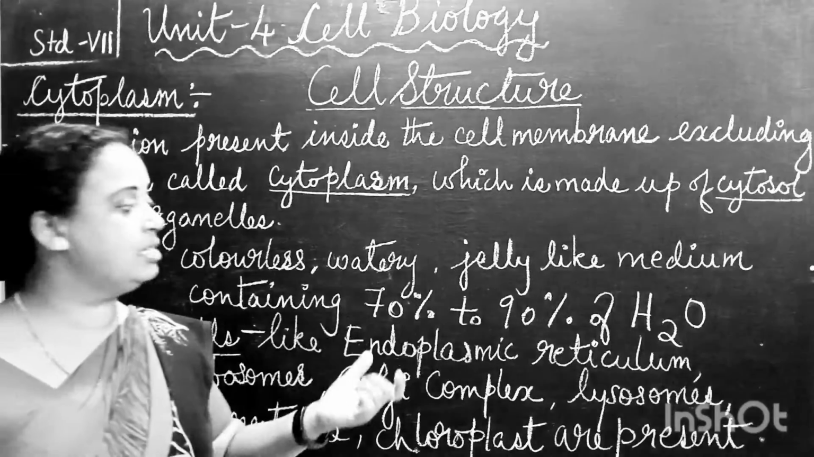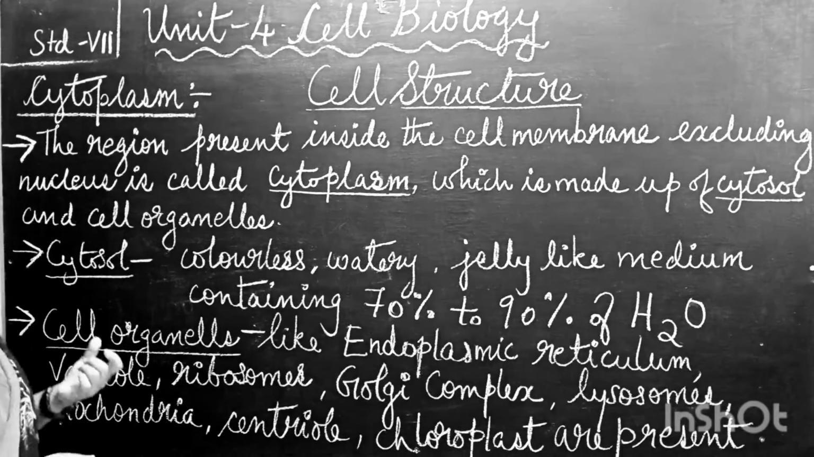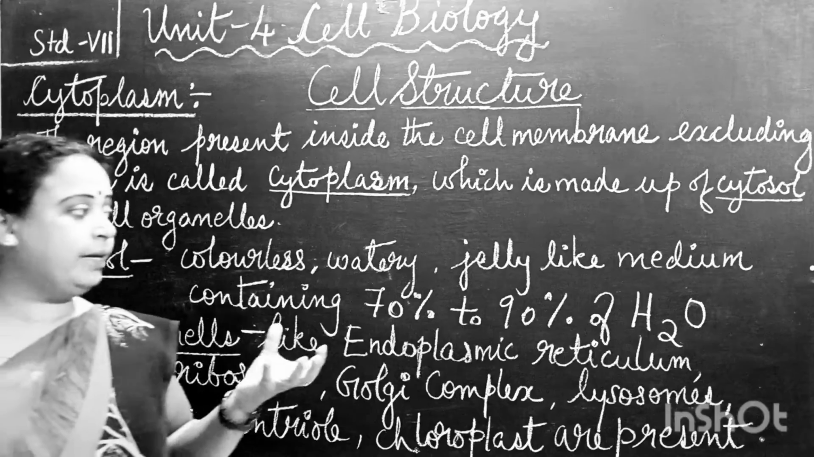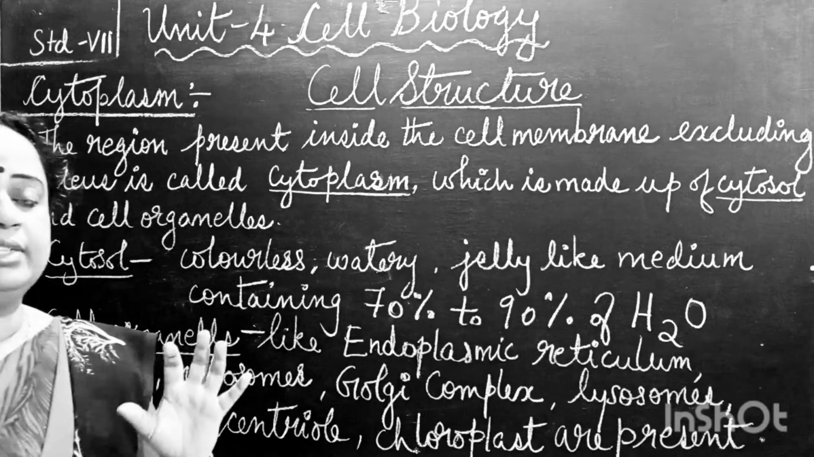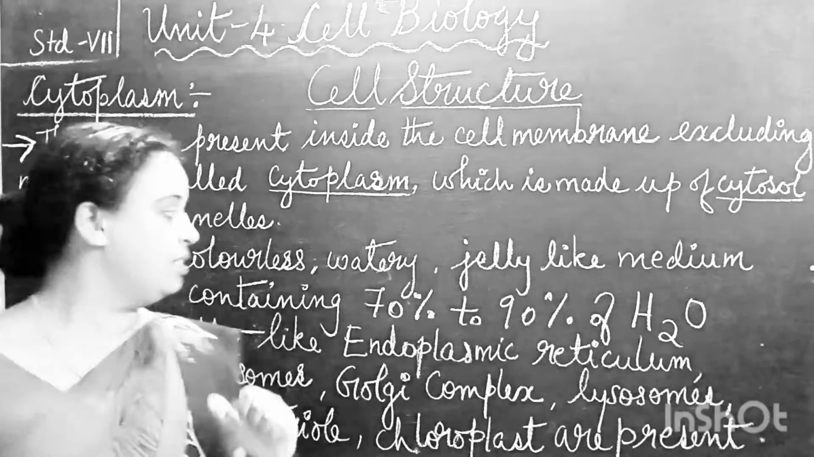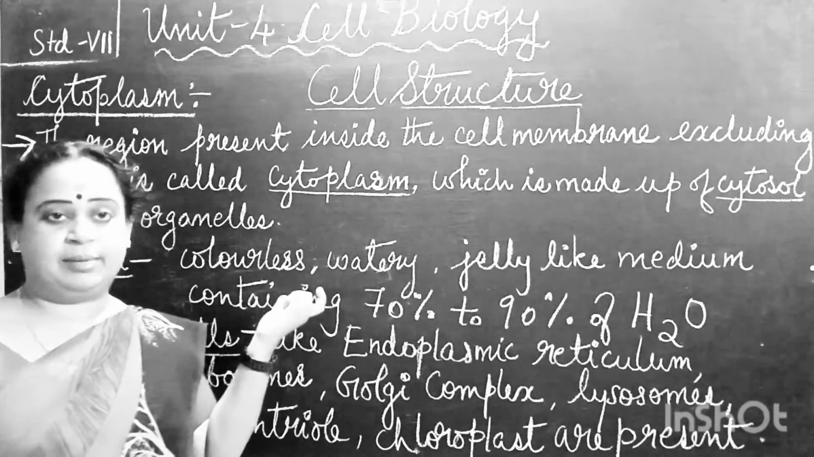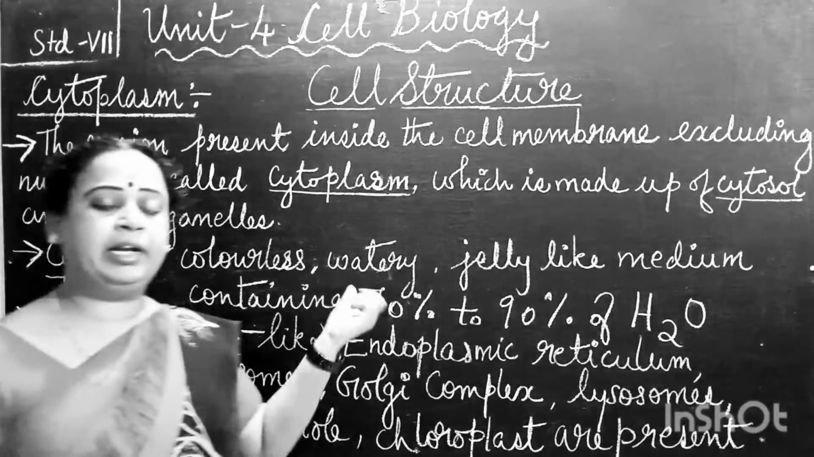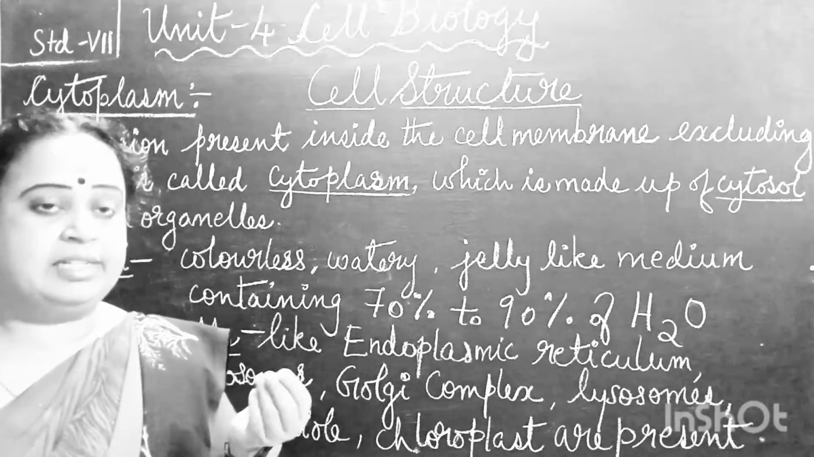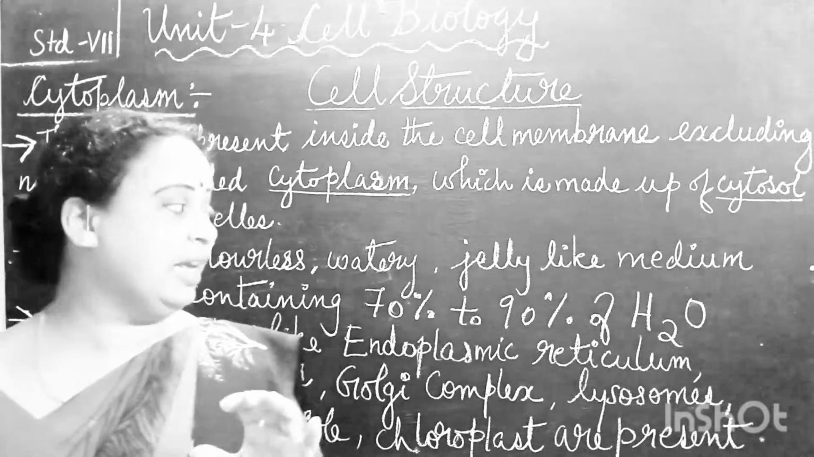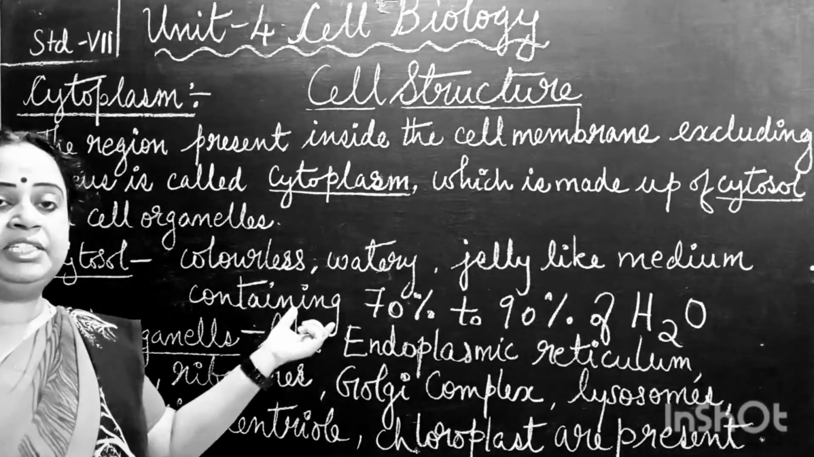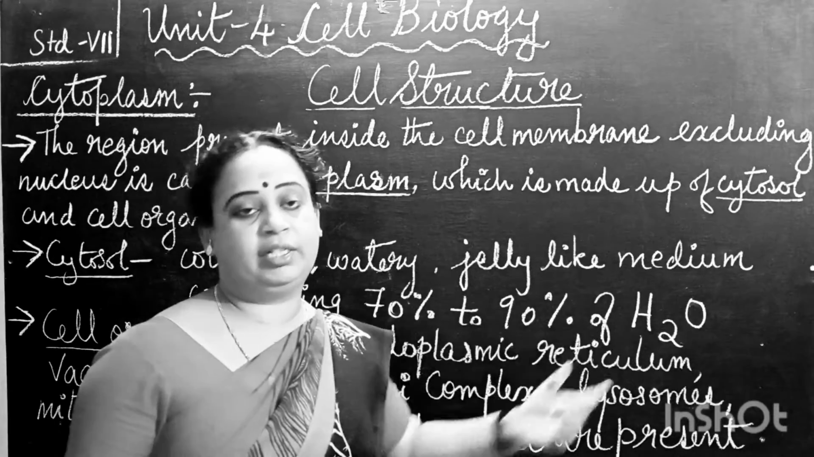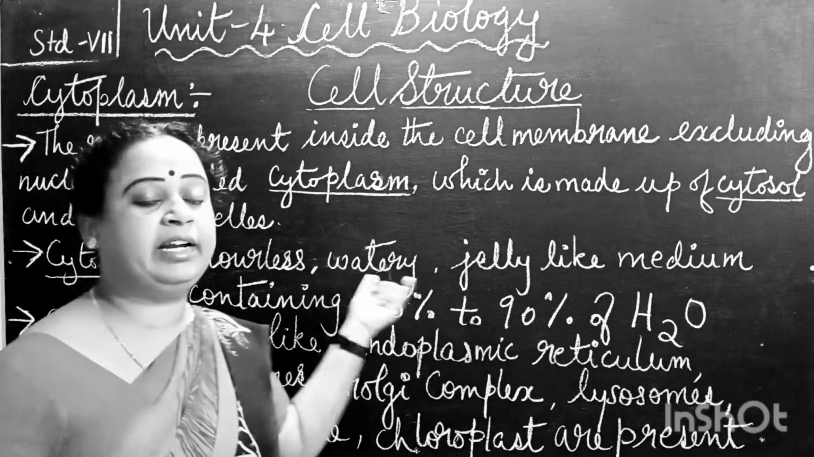Now let us see what this cytosol is. Cytosol is a colorless, watery, fluid-like medium. It is a fluid-like substance, colorless, watery in nature, and jelly-like. This jelly-like substance contains 70 to 90% of water. That's why it is watery in nature.